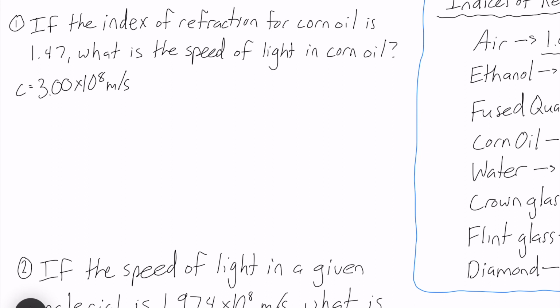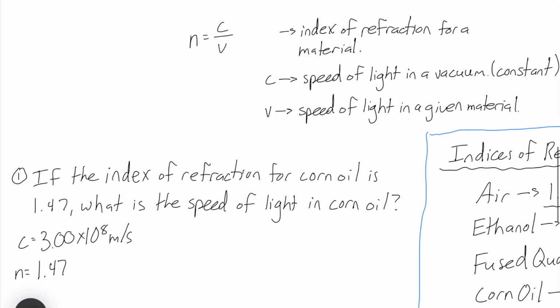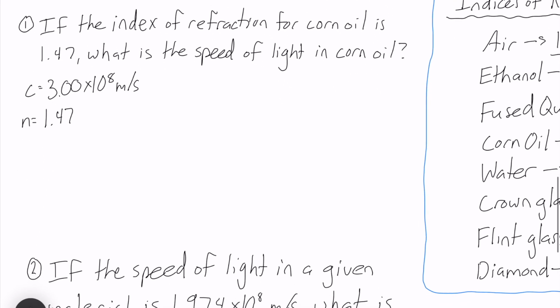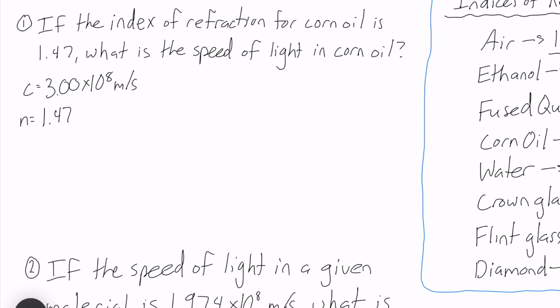And we're given one more value as well, and that's going to be our N value, or our index of refraction for corn oil, which is 1.47. So the formula again that we're going to be using, we have N equals C over V. In this example here, we are given N and we're given C. So we're going to need to solve for our V, or speed of light in a given material.